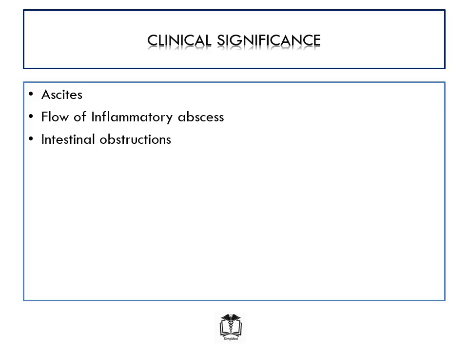And then finally, we have intestinal obstruction. This is more dealt with under the topic of the small and large intestine, but in the case of the peritoneum, the presence of different folds or different ligaments would lead to worsening cases of intestinal obstruction, as we'll discuss later on in the future. And that concludes our module on the peritoneum.